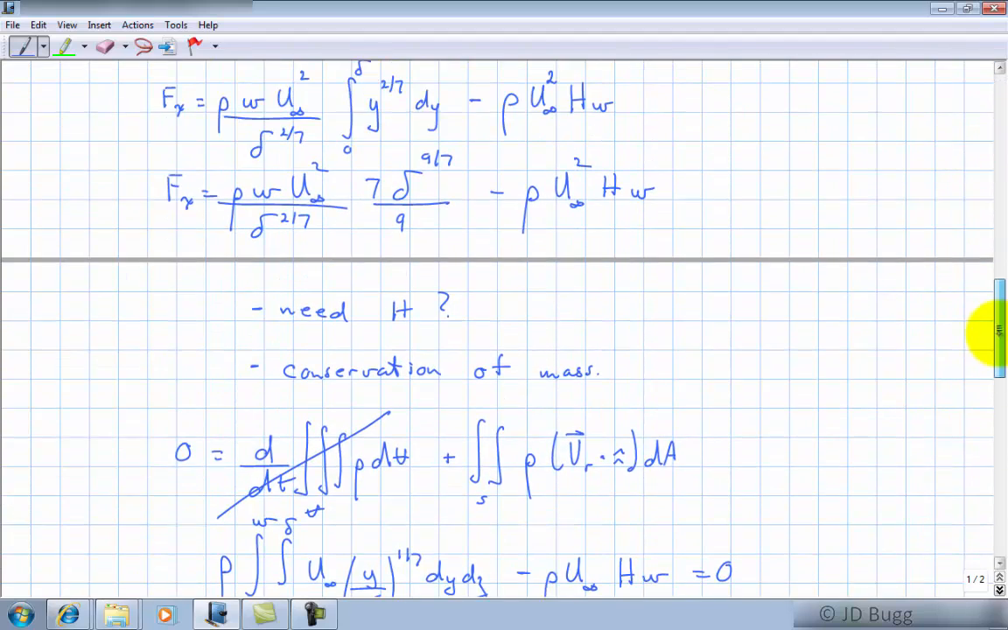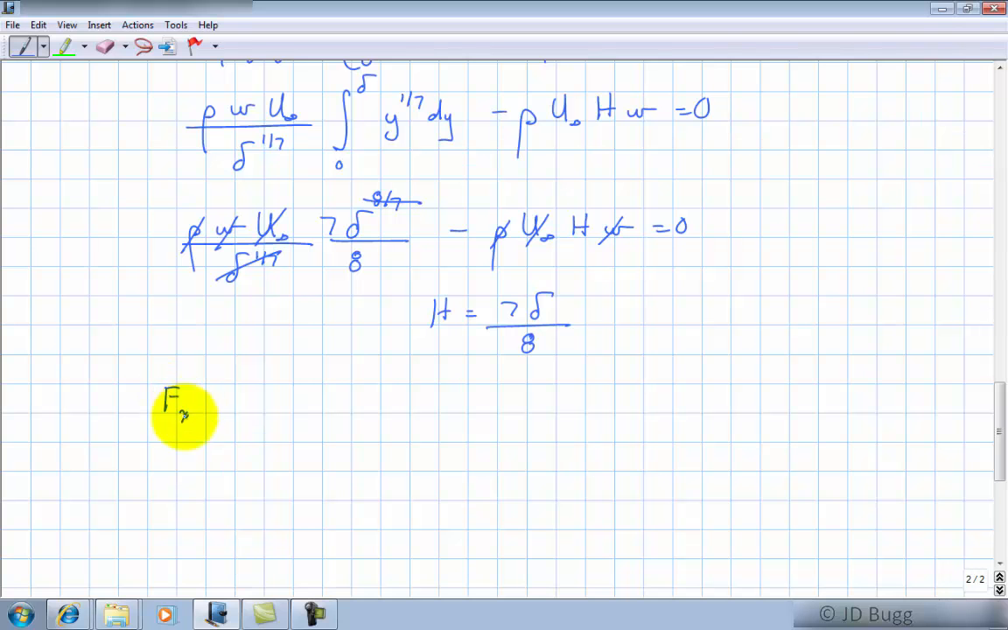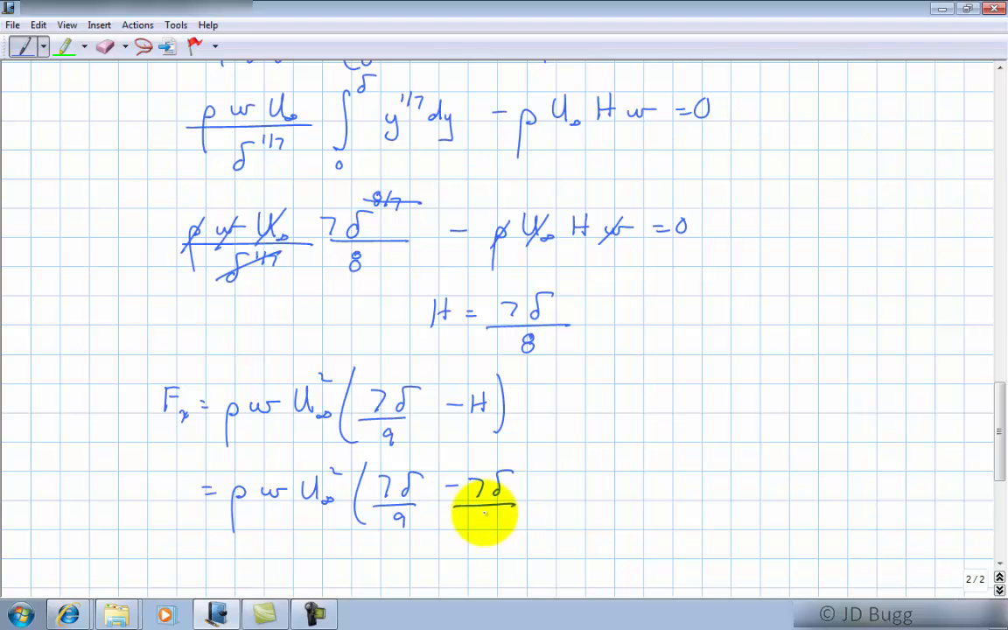So now we're ready to go back to our linear momentum equation. We can begin working with this equation again, and we can simplify it a fair bit too, because there's a whole bunch of things that occur in both of these terms. So we can rewrite that. The force in the x direction is rho w u infinity squared, which occurs in both of those terms, and then we just have 7 delta over 9 minus h. So we're going to take our expression for h and put it in there. So this is rho w u infinity squared, 7 delta over 9 minus 7 delta over 8.